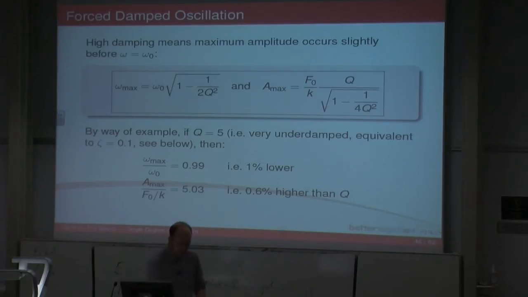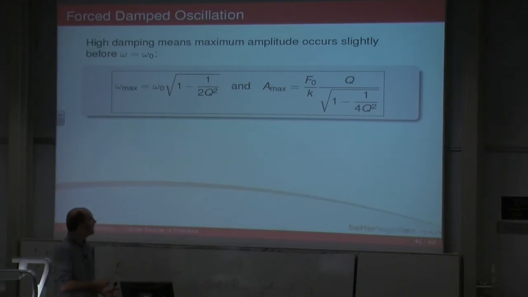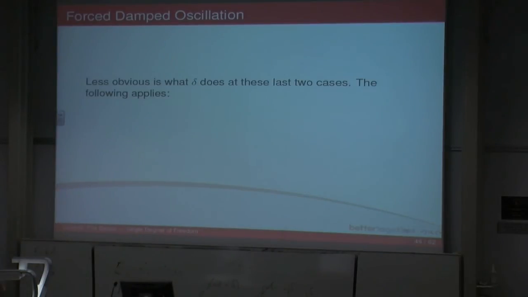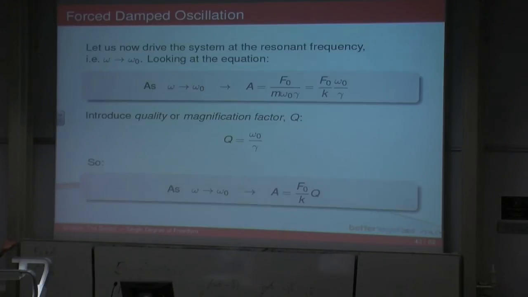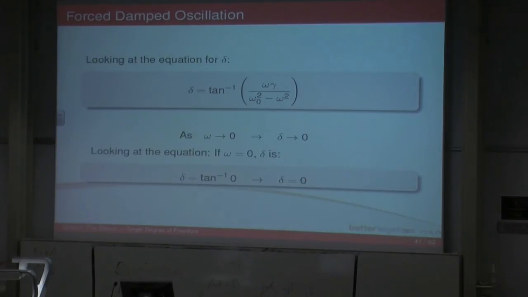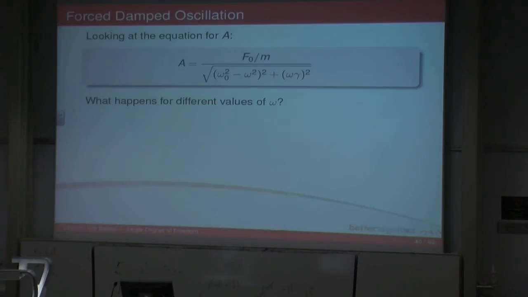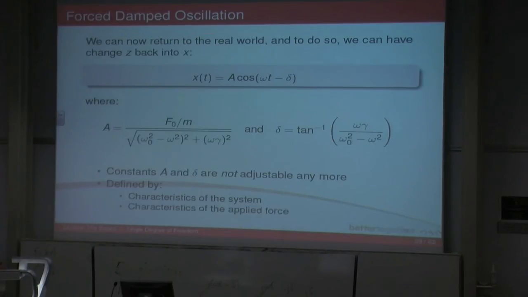Right, so that's force damped systems. Basically we went through some derivation and we found the solution: x of t, x is a function of time, is A cosine omega t minus delta, where A is that complicated function and delta is this less complicated function.